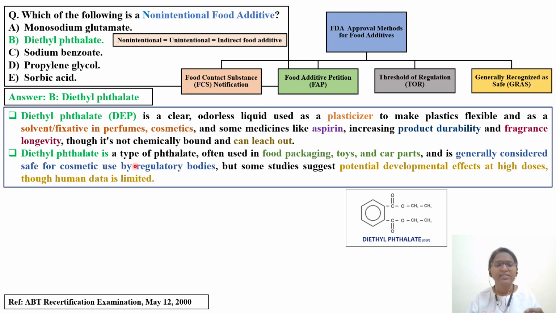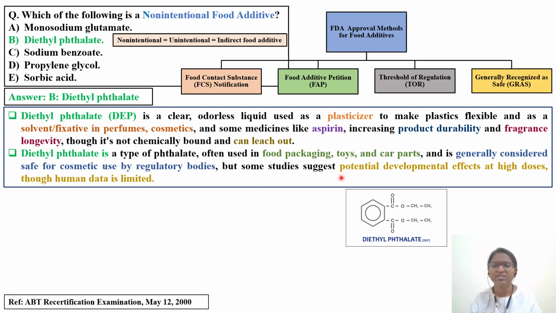Diethyl phthalate is a type of phthalate. There are different types of phthalates available, but in this option diethyl phthalate is given. In the next slide I will give you the list of phthalates from Wikipedia, and the type of toxicity also. Coming to diethyl phthalate, with C2H5 two times, it is a phthalate often used in food packaging, toys, and car parts, and is generally considered safe for cosmetic use by the regulatory agencies. So the regulatory body has already approved the use of diethyl phthalate for cosmetic purposes.